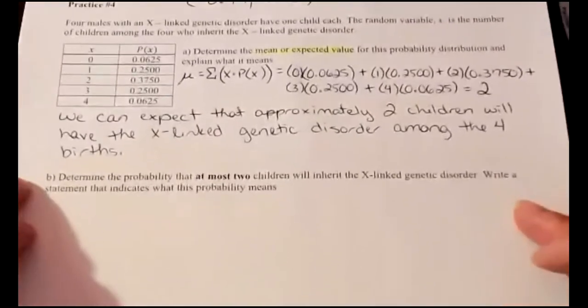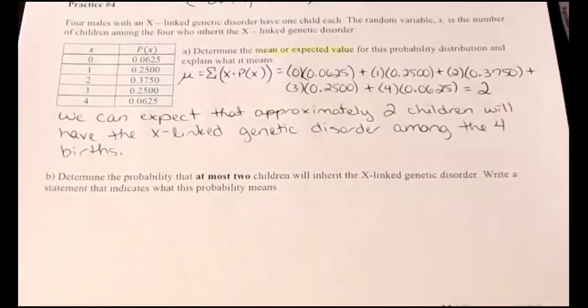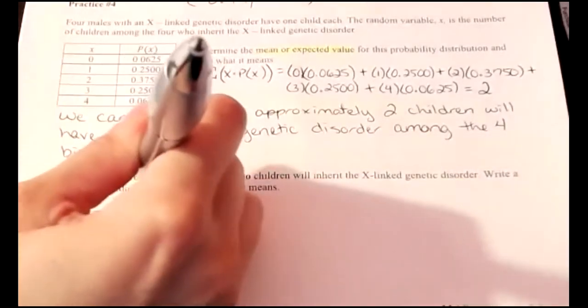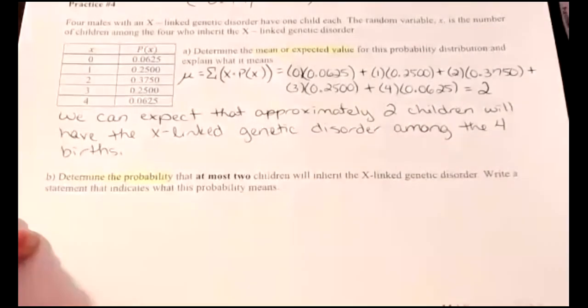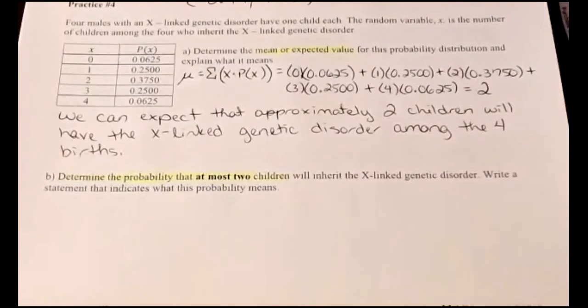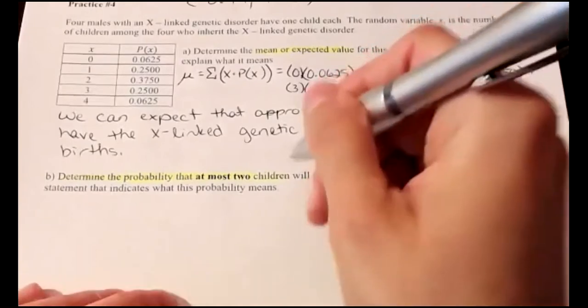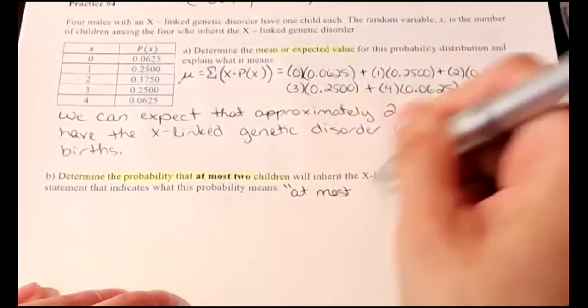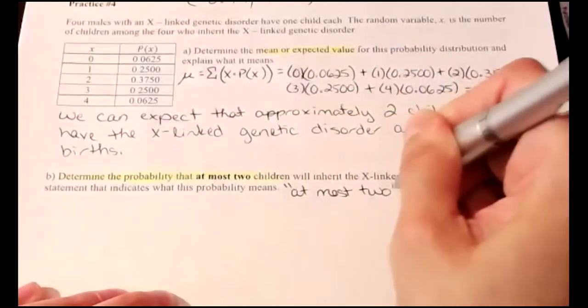Part B, we want to determine the probability. Now this is different because we're just looking for the probability, but specifically that at most 2 children will inherit the X-linked genetic disorder. What does that mean, at most 2? What does that mean? That phrase. How many children are we referring to?